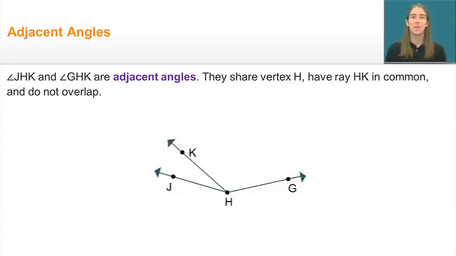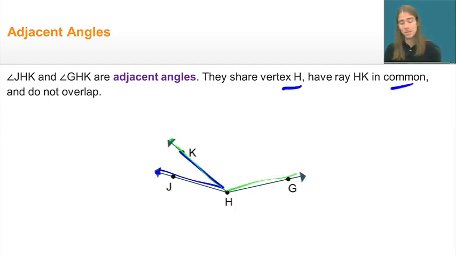Adjacent angles are formed by two angles that share a common vertex and also have a ray in common. So on this diagram right here, I can see two angles, angle JHK and angle KHG, and they share a common vertex H, and they also share a common ray HK. So they are adjacent angles.